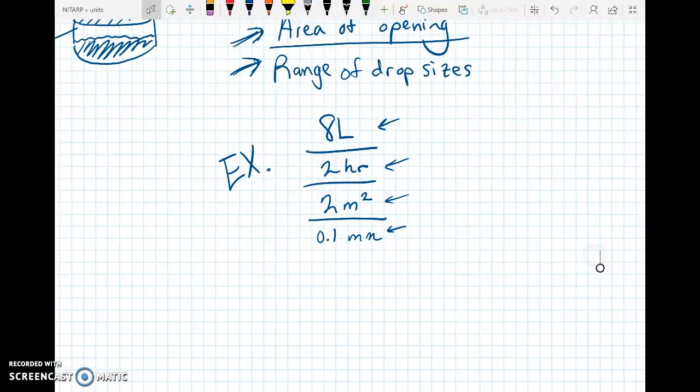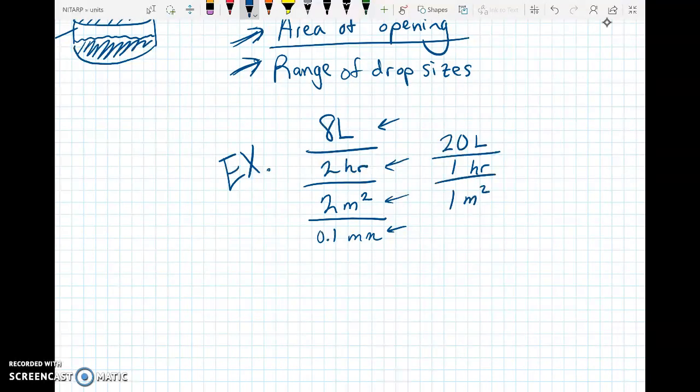So if I divide these, 8 divided by 2 is 4, divided by 2 is 2, divided by 0.1, that ends up giving me 20 liters. And I can just put a 1 beneath that because anything divided by 1 is itself. So per 1 hour, per 1 square meter, per 1 millimeter.